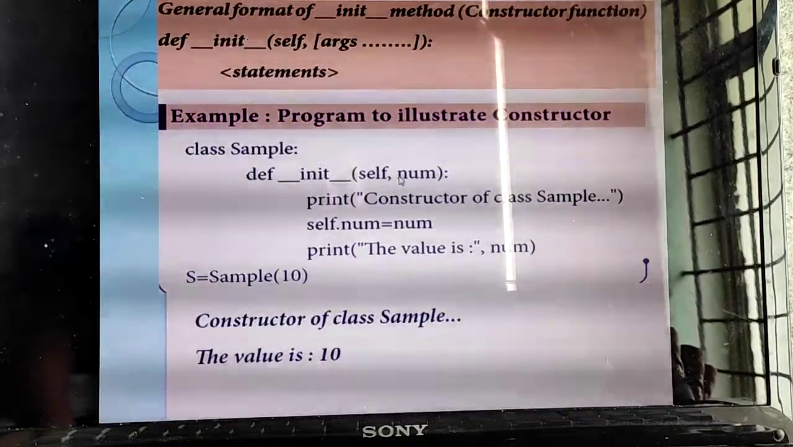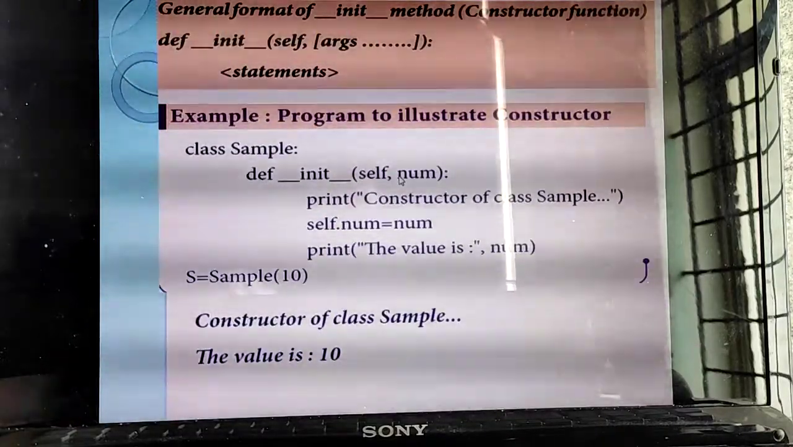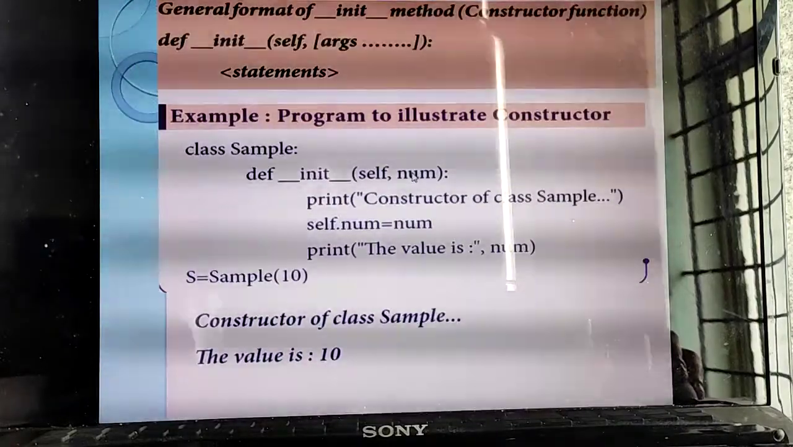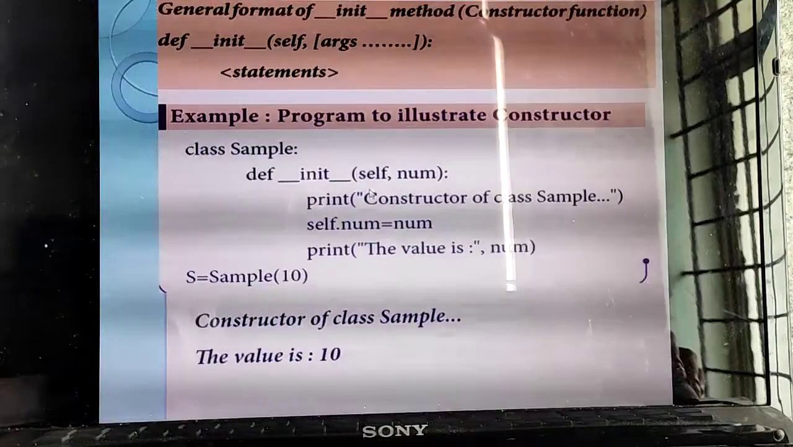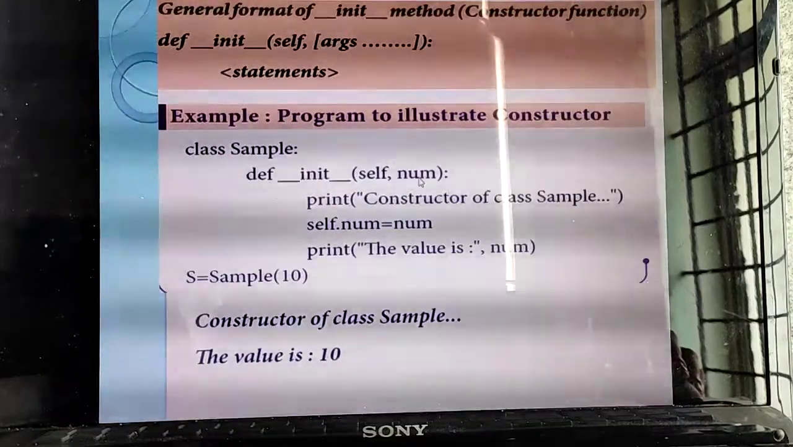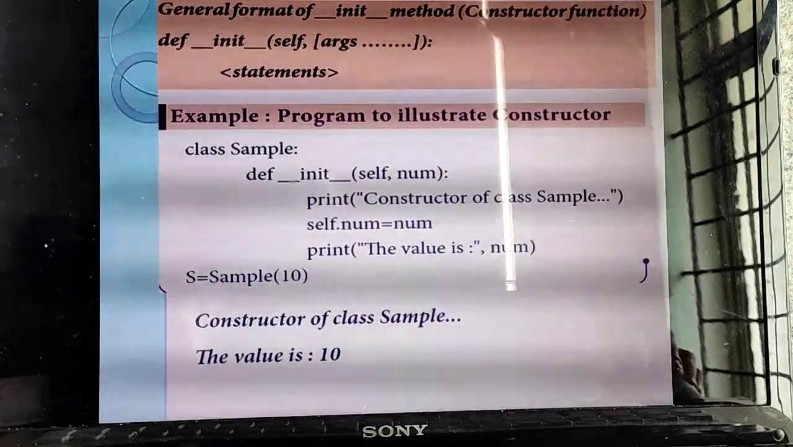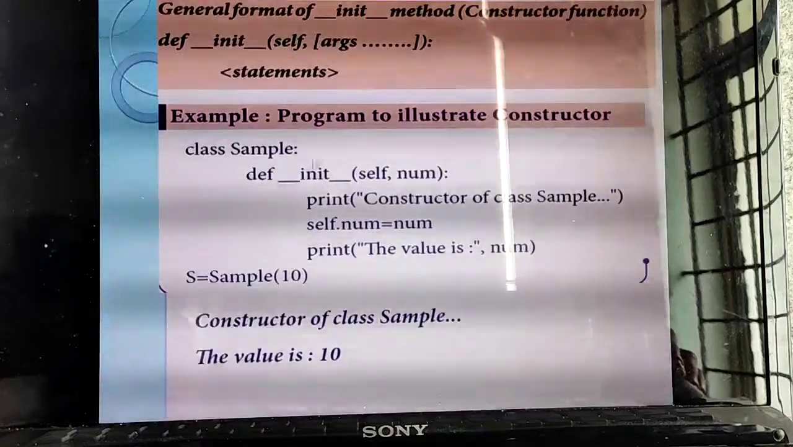So you have passed one argument. What's the name of the argument you have passed here? Num. Understand? So totally how many arguments are there inside the function? 2. What are they? Self, comma, num. By seeing the program itself, you can identify this is the constructor. Isn't it? Why? Because the keyword init is there.